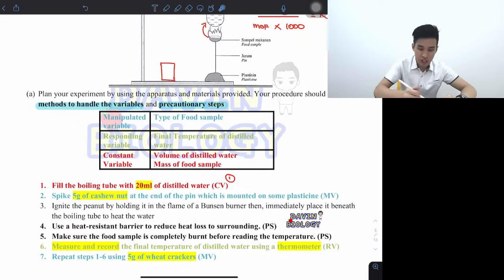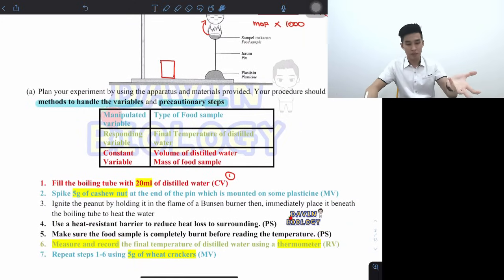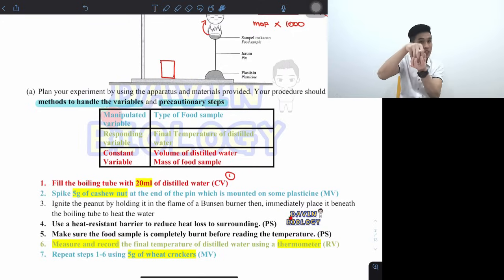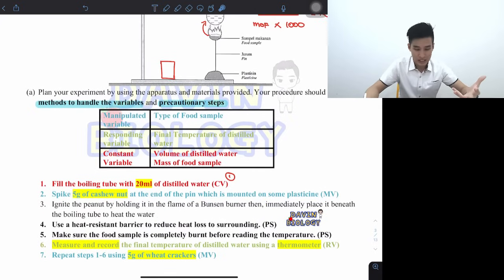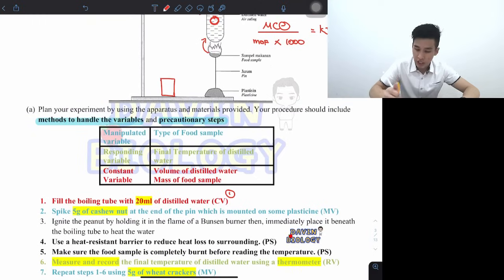Okay, then here's just a general step whereby I say ignite the cashew nut, means I burn it. Just now I said use the Bunsen burner to burn it. Using a Bunsen burner, then immediately place it beneath the boiling tube to heat the water. Oh, I almost forgot one thing also, which is this part here, must help me add one more and record the initial temperature. Because you got the final minus initial, right? So you have to record the initial temperature here.